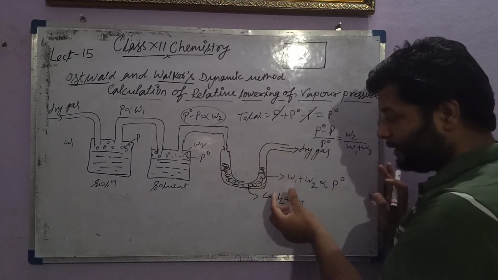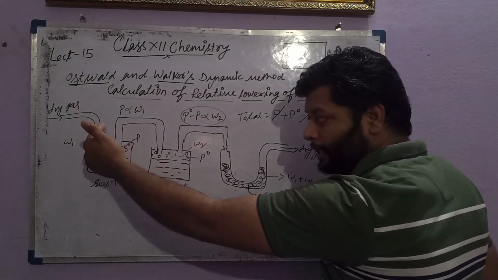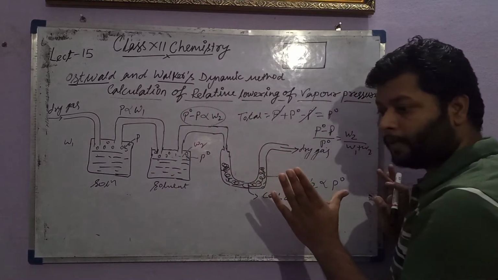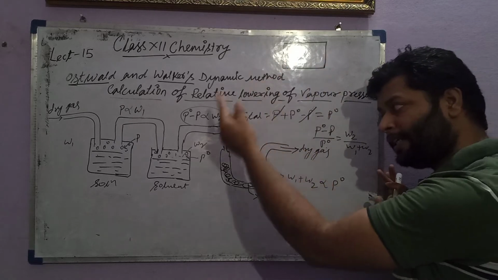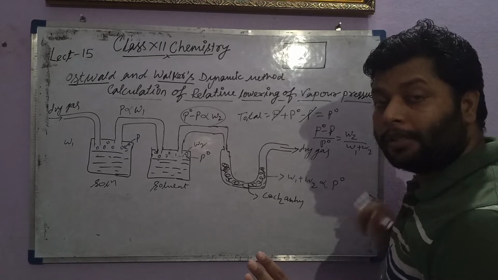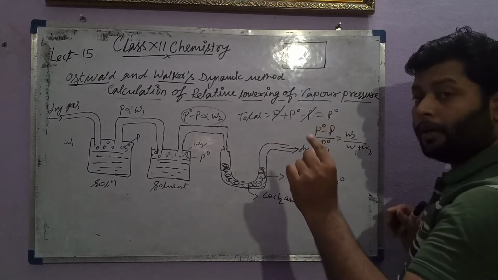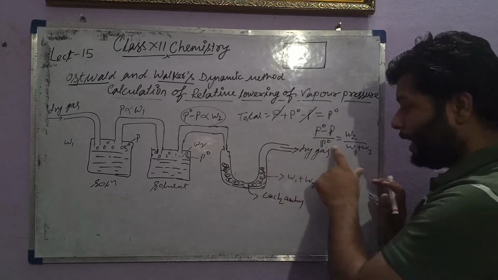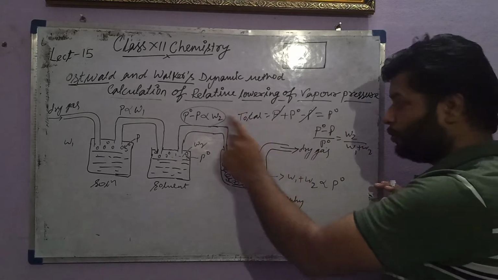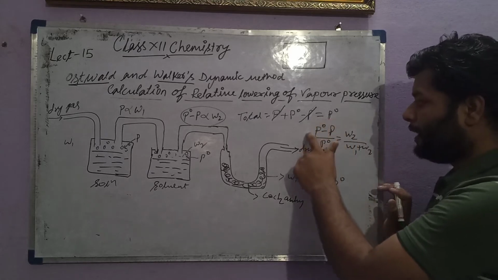So student, it is very clear from the given diagram that the relative lowering of vapor pressure is the relation of the vapor pressure loss when dry air passes from solution to solvent, that is P naught minus P, and the total vapor pressure already present in the pure solvent, that is P naught. The relation between them is called relative lowering of vapor pressure, and from the experiment you can see that it must be equal to W2 upon W1 plus W2.